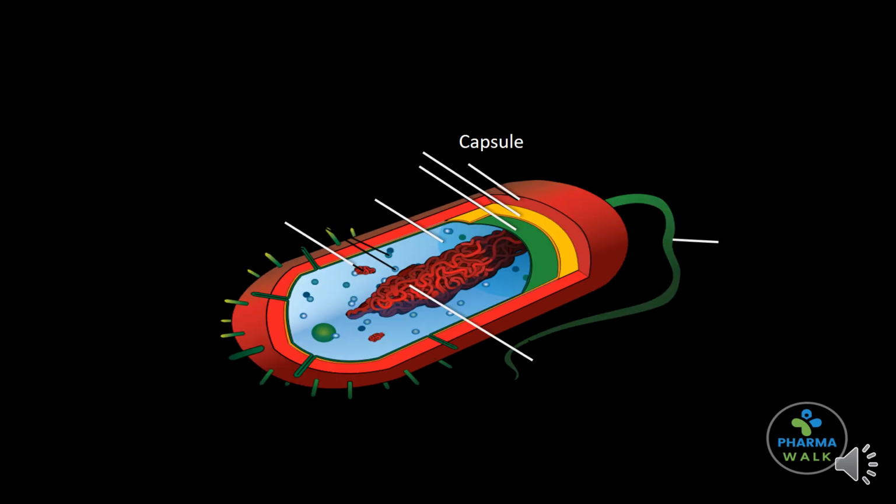To start with, let us see the outermost covering of the bacterial cell, that is called a capsule. Capsule is the outermost covering of the bacterial cell, meant for the protection of bacteria. Some bacterial cells may have a capsule, or some may also not have a capsule.